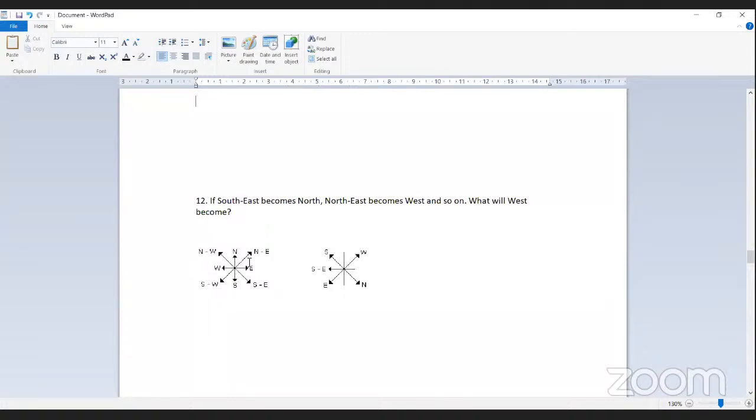135 degrees, it is moving anti-clockwise. This comes here. So 135 degrees. This will be 90. This will be southeast. This will be here. Okay, southeast is the answer. Any doubt? No.